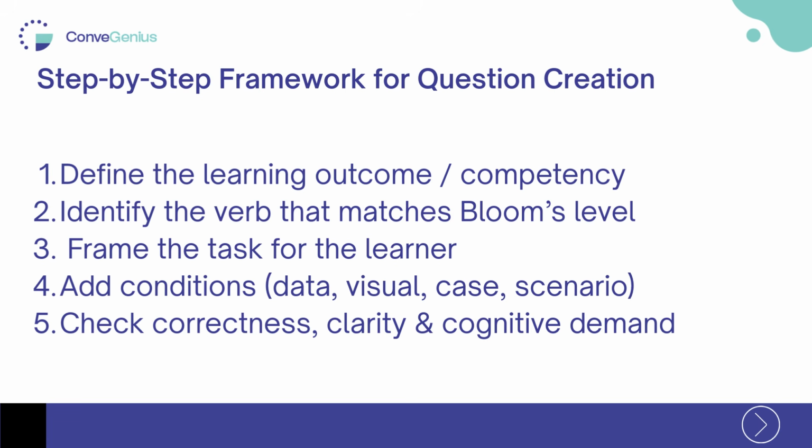To make things practical, here is a simple 5-step process for designing questions. Define the learning outcome. Identify the verb that matches the Bloom level. Frame the task for the learner. Add conditions like data, visuals, or scenarios. Check the clarity and cognitive demand. You'll see how this framework makes question design structured and predictable.